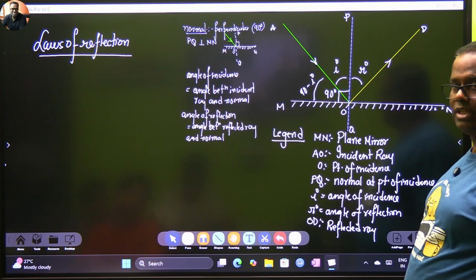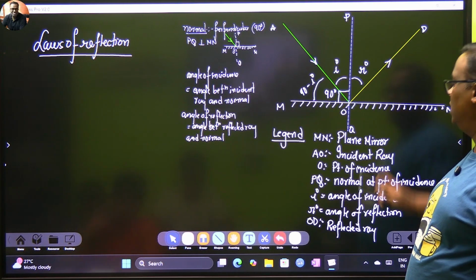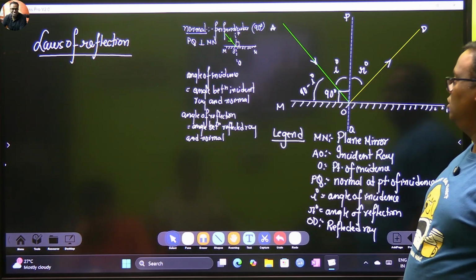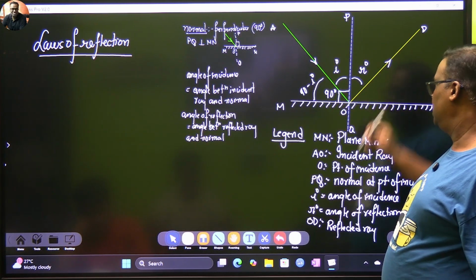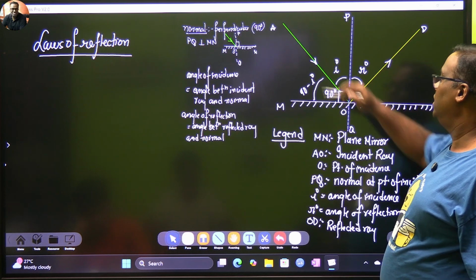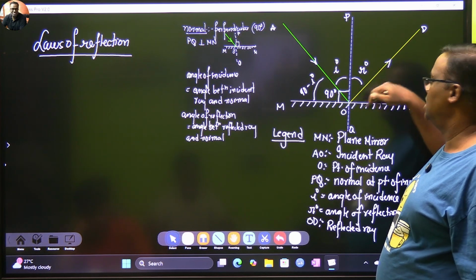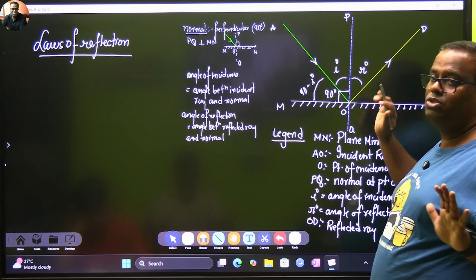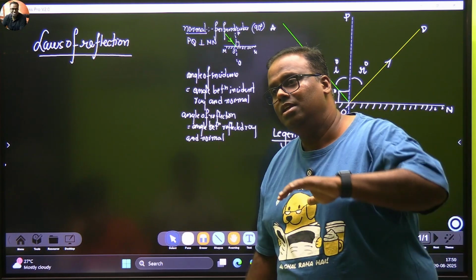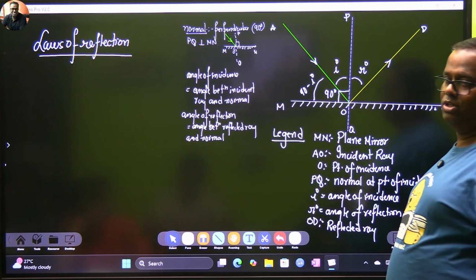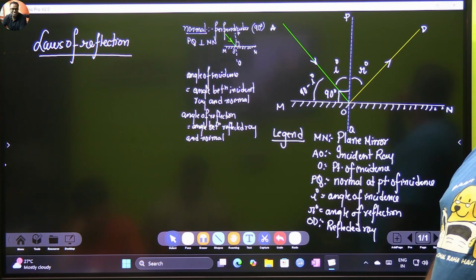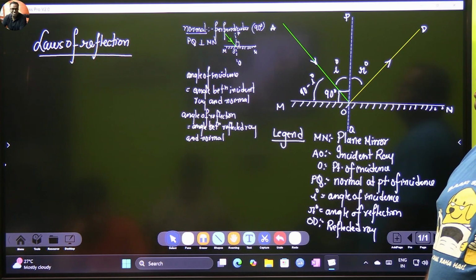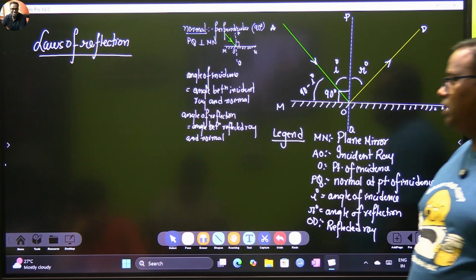Are these two correct and understood? Do you understand what the point of incidence is? What the incident ray is? What the normal is? What the reflected ray is? What the angle of incidence and the angle of reflection are? If you have understood this figure, then 80% of the things you have understood correctly. Shall we now write the laws of reflection slowly? Okay, take your time, no issues. Yeah, take your time.